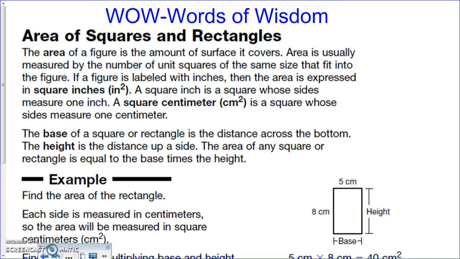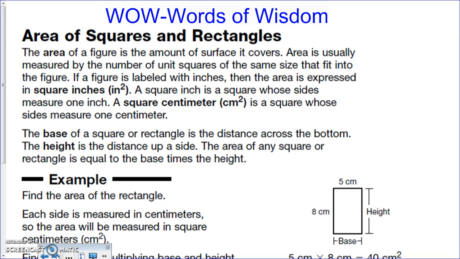Area of squares and rectangles. The area of a figure is the amount of a surface it covers. Area is usually measured by the number of unit squares of the same size that fit into the figure. If a figure is labeled with inches, then the area is expressed in square inches, also written as the unit inches and the little 2 to show squared.